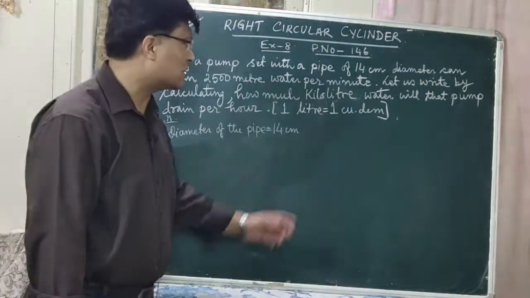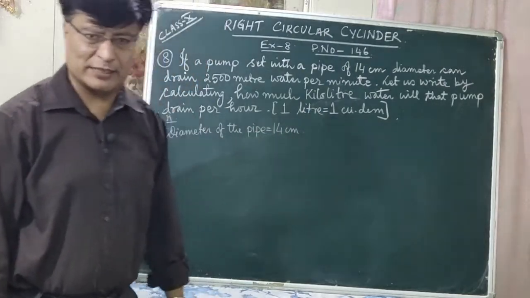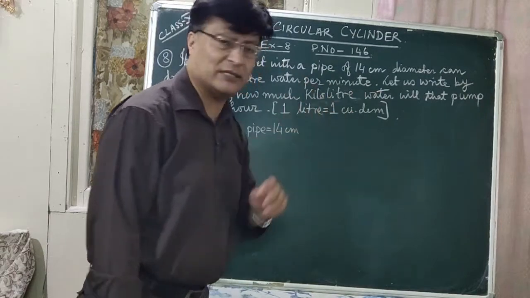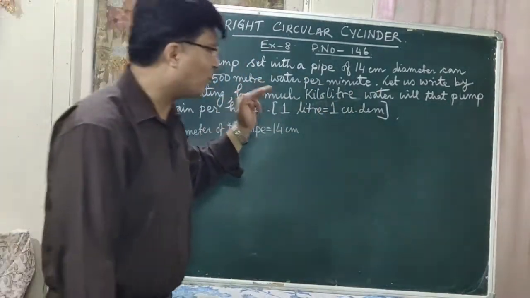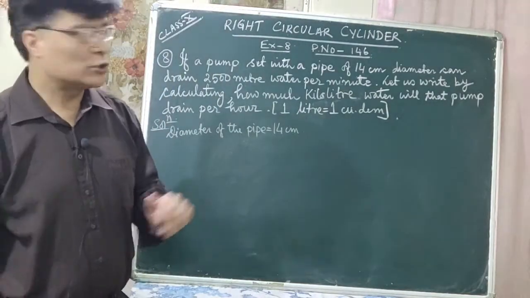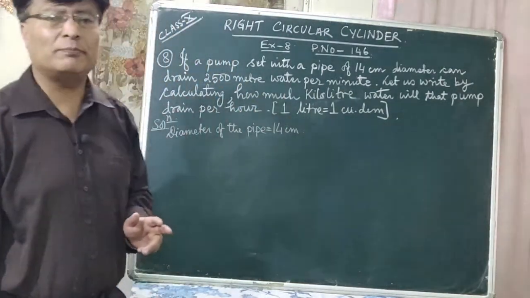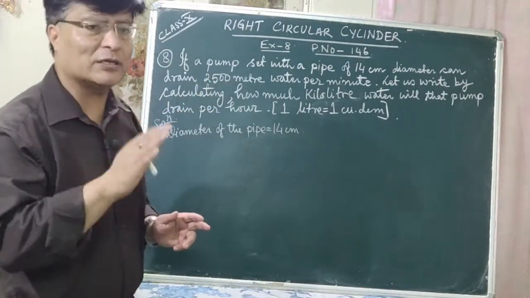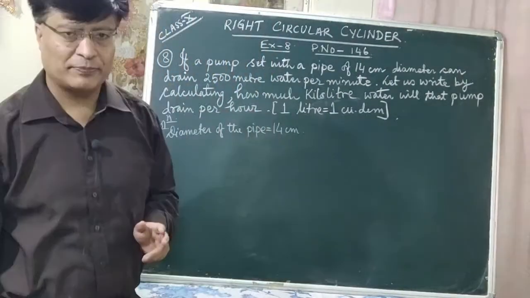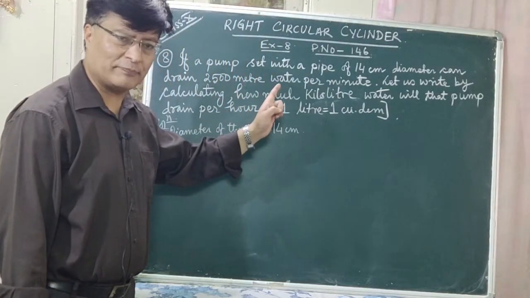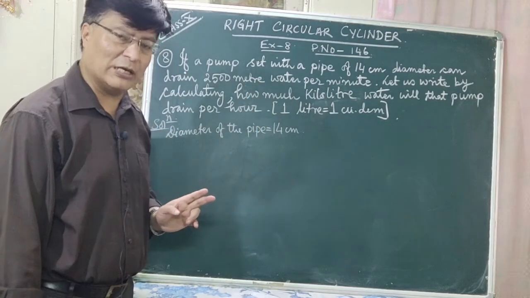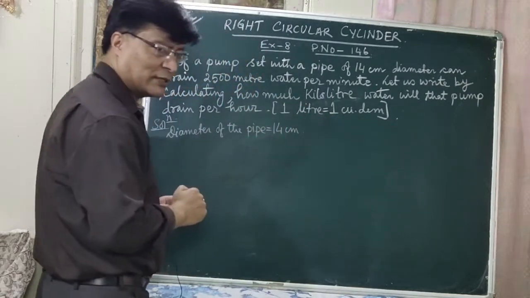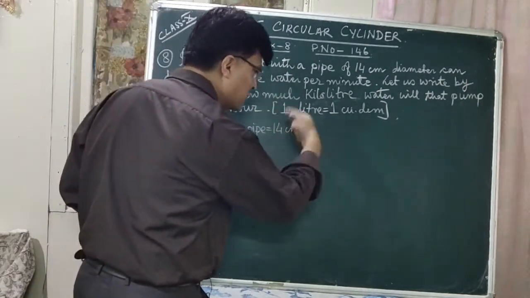Now since in the question it is given that 1 liter is equal to 1 cubic decimeter, also you have to find out the volume of water in kiloliter. So how much kiloliter water will that pump drain per hour? That's why you have to find the volume of water in terms of kiloliter. So that's why you have to convert 1 liter is equal to 1 cubic decimeter, and you have to convert this centimeter into decimeter.